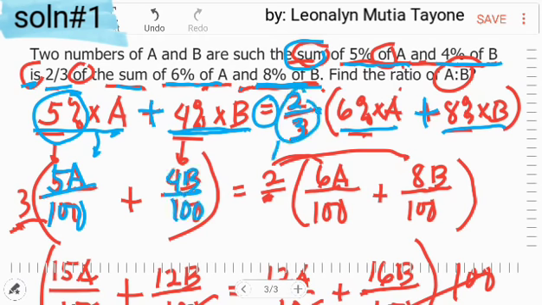Tapos, kopyahin itong si 2/3. 2/3 yan siya. Next, 6% of A is the same as 6A over 100.